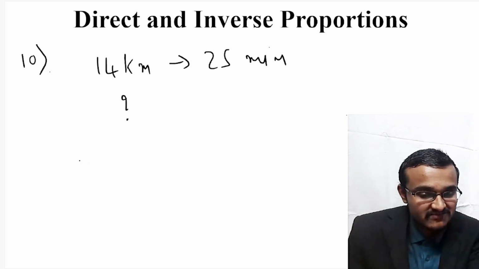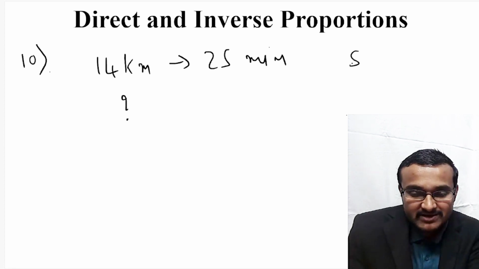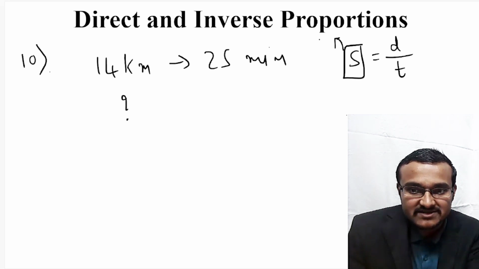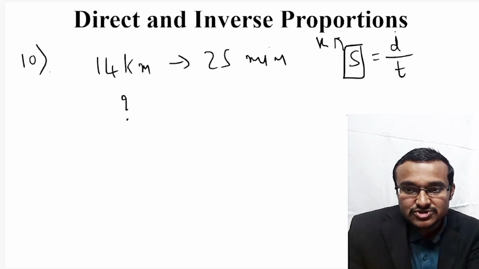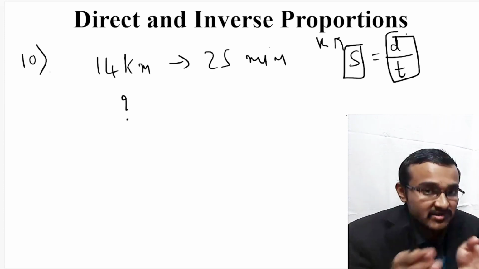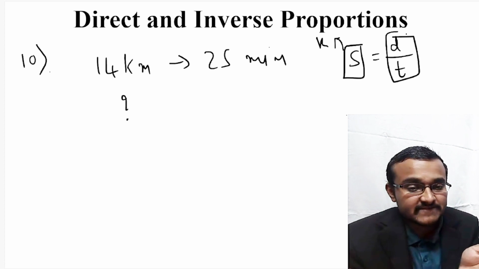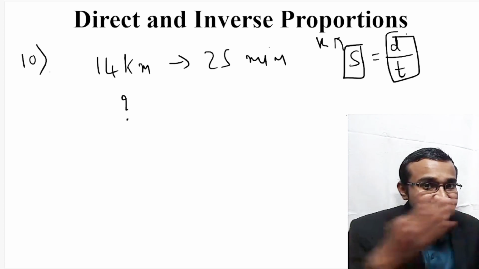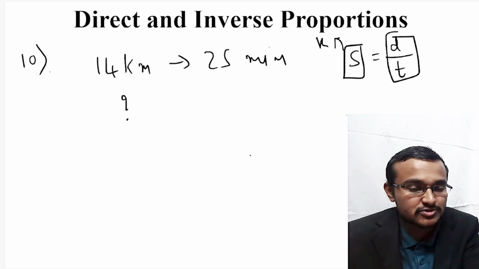Because you should always remember speed of a truck is actually distance by time. So if speed remains constant, this acts as a proportionality constant k. So here d by t will be constant. That means speed will be constant throughout the journey. So if that speed is constant, it is directly proportional. That means distance and time are directly proportional to each other.